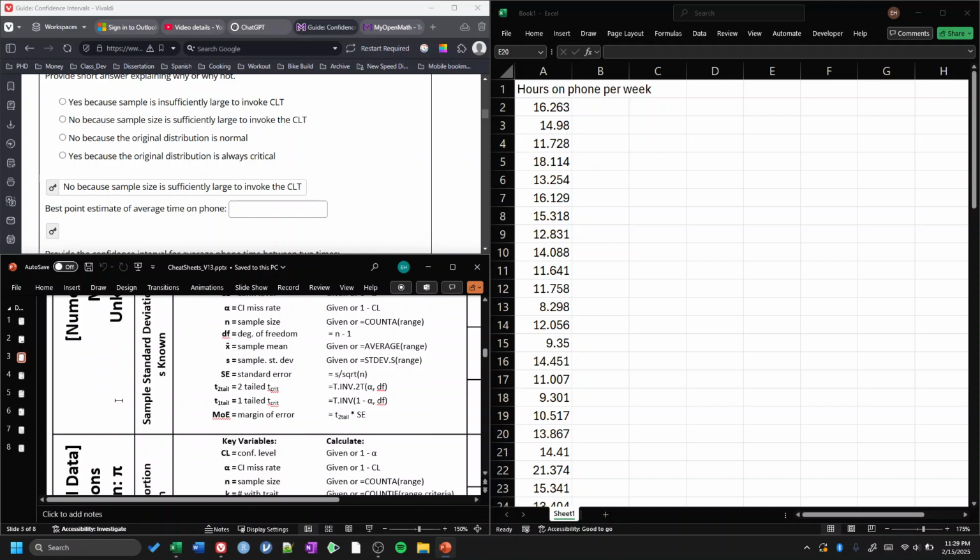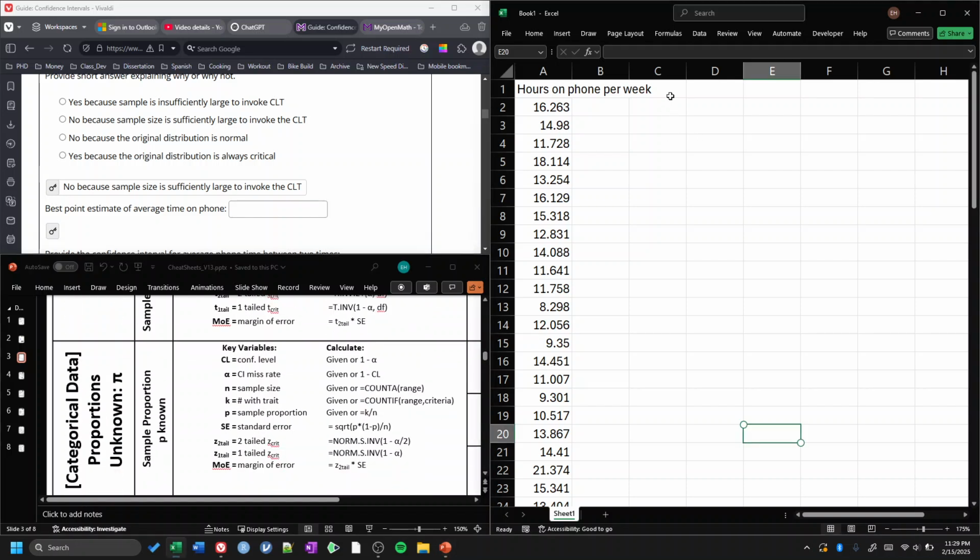So we know that we're dealing with confidence intervals. Let's do a couple things real quick. Let's state what our variable is. Our variable is going to be hours on phone. And the data type, we can say that this is numerical, and it is specifically ratio because it has a true 0. So we know that we're dealing with numerical data.